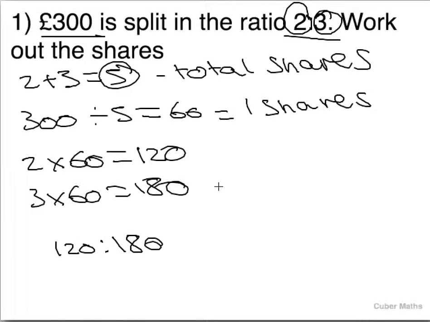Now to check that we've got this right, what we can do is add the ratios back up. So if we do 180, add 120, that's going to give us 300. So we know that our shares are right.